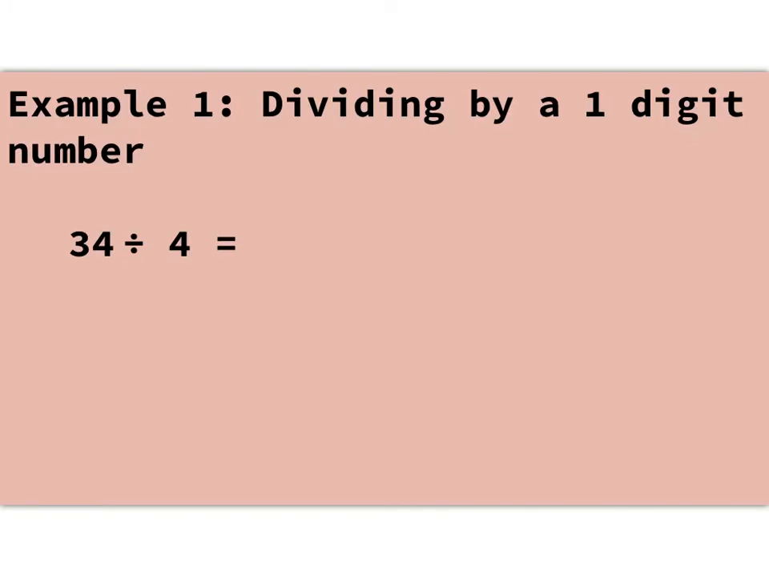Okay, so let's look at our first example, dividing by a one-digit number. So now, 34 is the dividend, divided by 4, which is the divisor. So we're going to change up how this looks. We're going to put the 4 on the outside, divide it by 34, and this is how we're actually going to solve the problem.